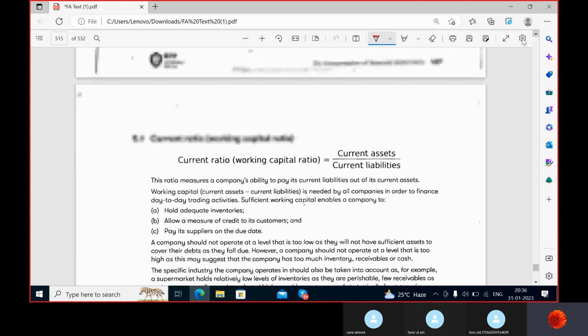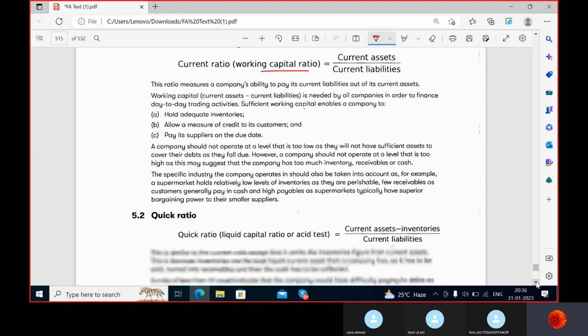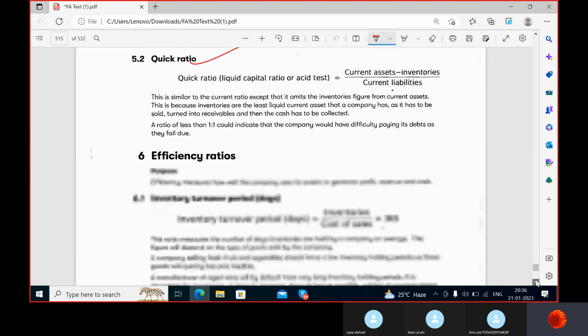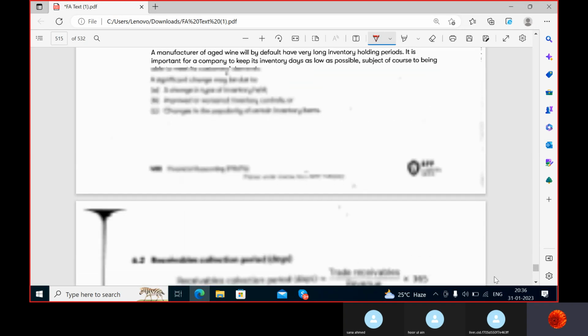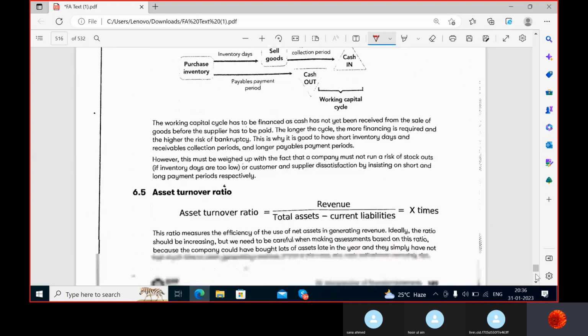So this is what we were discussing, current ratio, also called the working capital ratio. We discussed everything about this current ratio. We discussed the quick ratio. And we discussed the cash ratio, which they have not given, but okay, fine. I have already explained it. Now let's go into the next ratio, that is the efficiency ratio. Okay, let's discuss that.